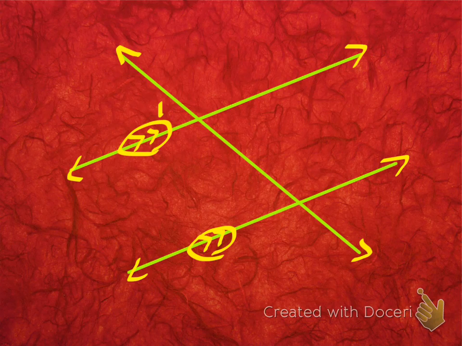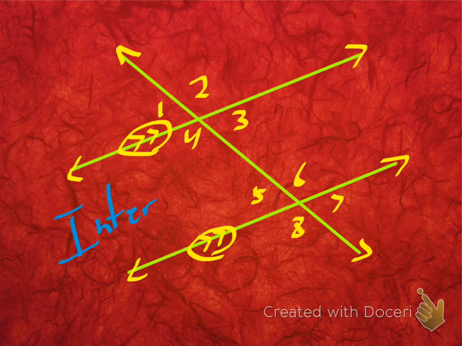Again, let's give our angles names. So we'll call them 1, 2, 3, 4, 5, 6, 7, and 8. Okay, so kind of, put your seatbelt on for a second because we're going to actually talk about several different vocabulary terms. First, let's talk about interior angles. The interior is referring to the two parallel lines. So interior are any angles that happen to be between the parallel lines.